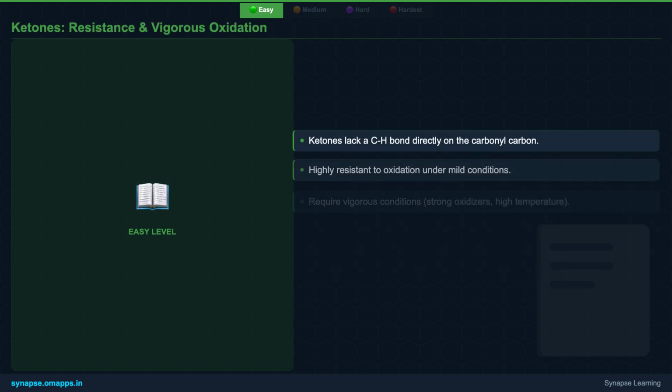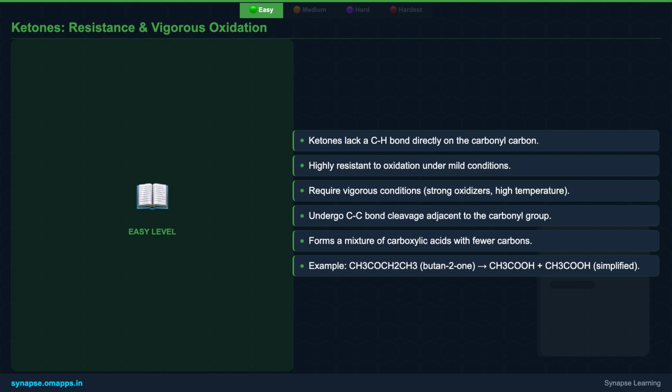Now, ketones are a bit more stubborn. Unlike aldehydes, they lack that easily oxidizable C-H bond directly attached to the carbonyl. This means they're quite resistant to oxidation under mild conditions. To get them to react, you need much stronger oxidizing agents and harsher conditions. When they do oxidize, it's usually a more destructive process, leading to the breaking of carbon-carbon bonds and forming a mixture of smaller carboxylic acids.